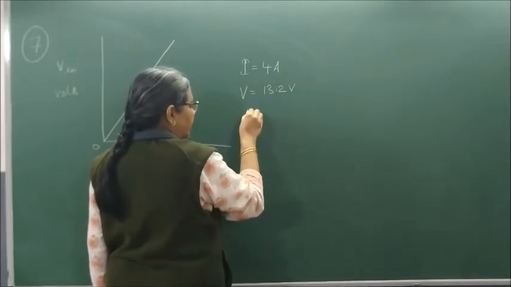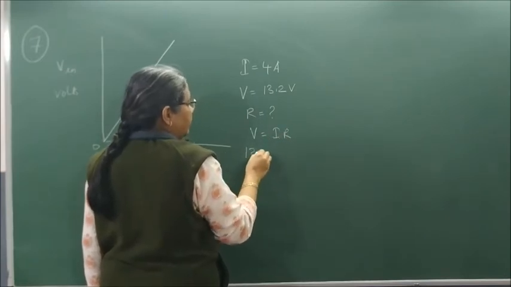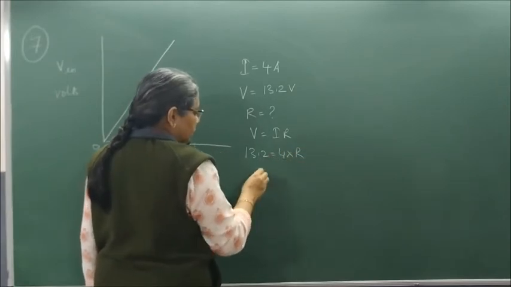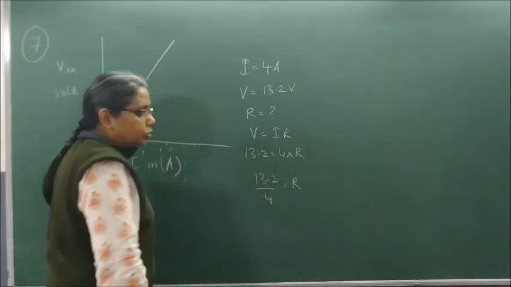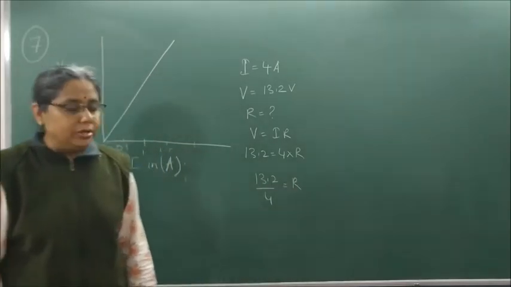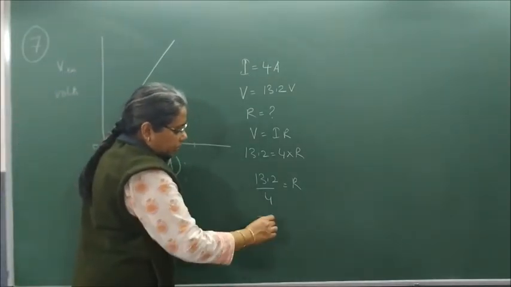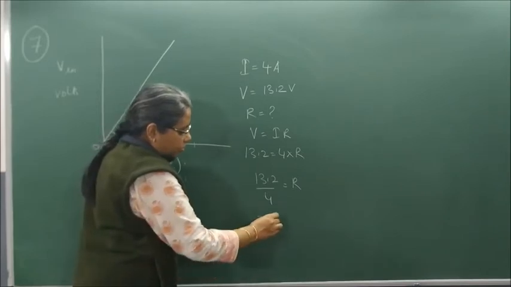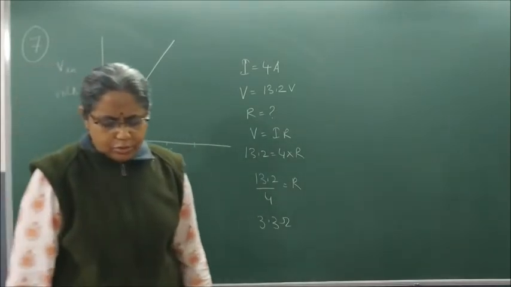So R is what we have to find out. V is equal to IR. 13.2 is equal to 4 into R. So 13.2 by 4 is equal to R. So how much will be the resistance? 3 fours are 12, 3 fours are 12, 4 fours are 16. Okay, 3.3 ohms. Correct, no? R will be 3.3 ohms.